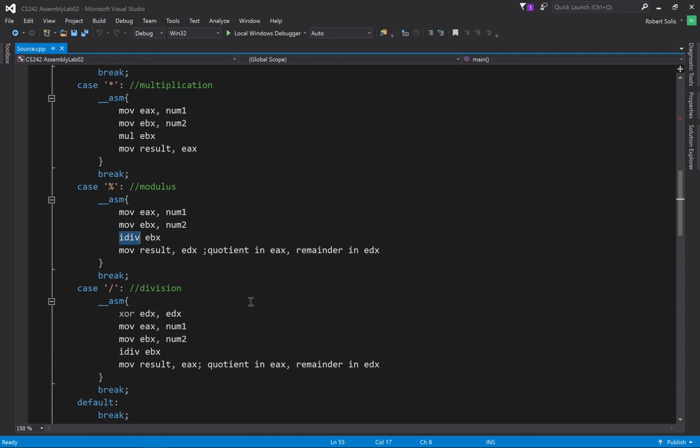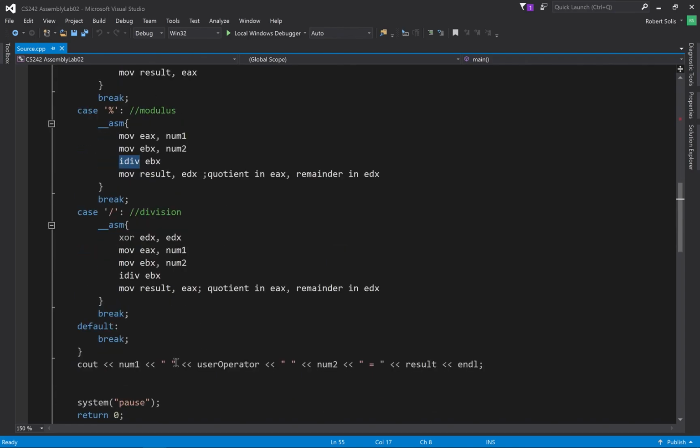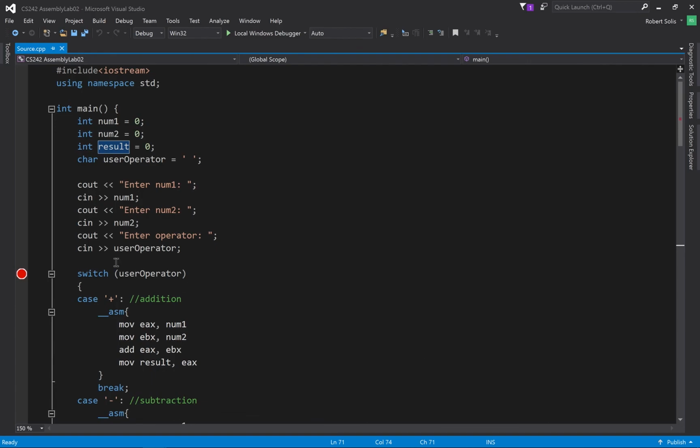Now for regular division, we know that the quotient is in EAX, which is why I did move result EAX into result. And then I'm going to go ahead and display whatever the result is. And that's it.